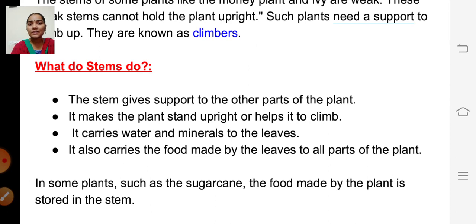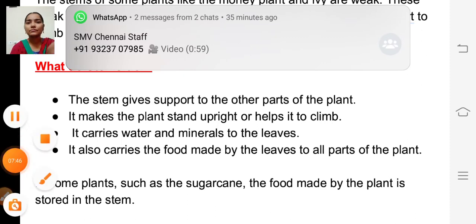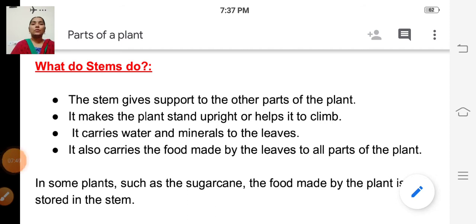So, what are the uses of stems? It gives support to the plant, and it carries water and food prepared by the plant to all parts of the plant. And in some plants like sugar cane, the food prepared by the plant is stored in the stems. Okay, so we shall read.